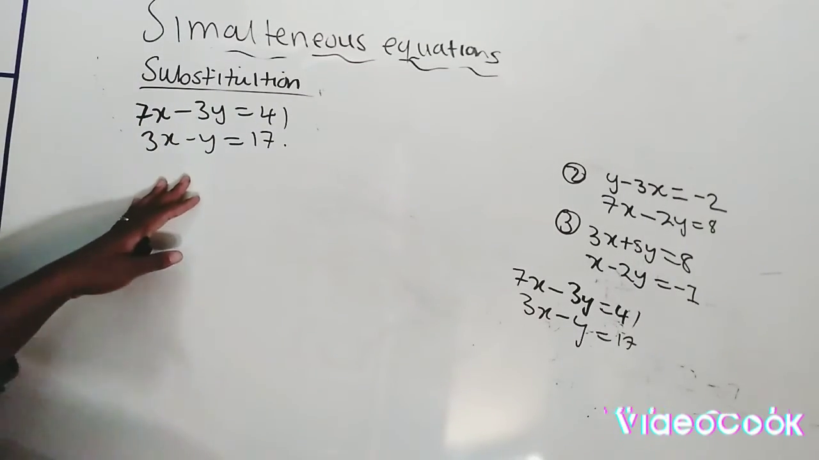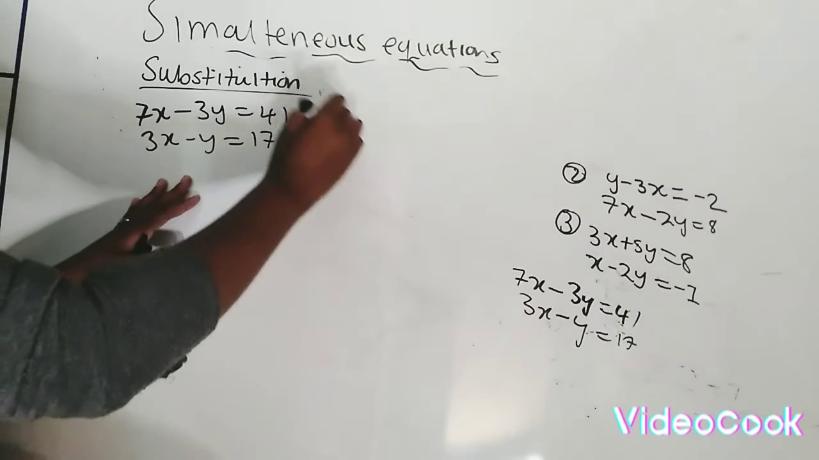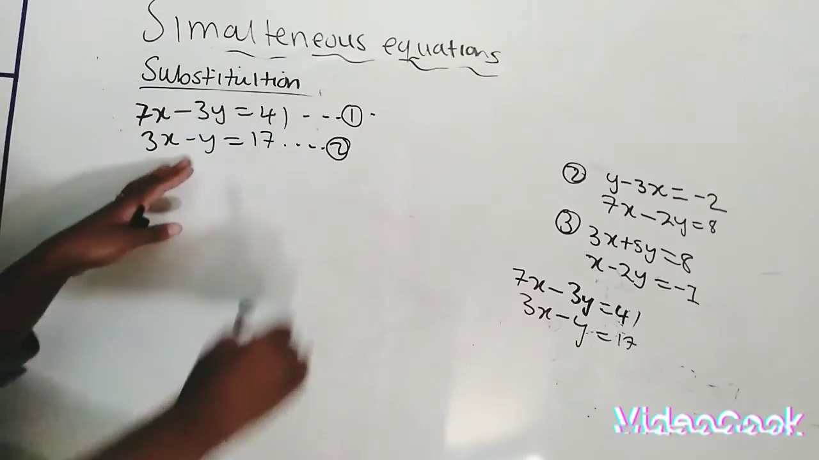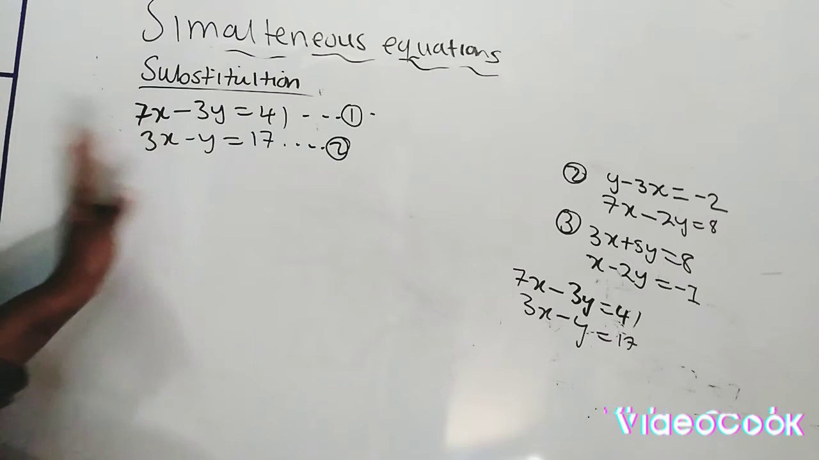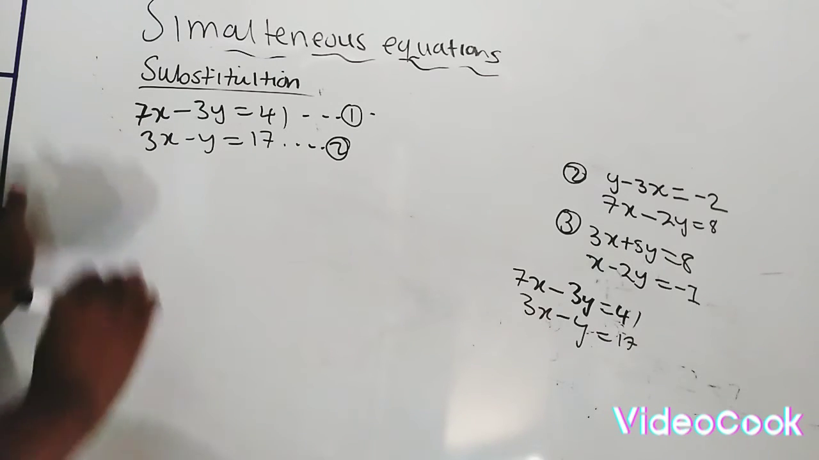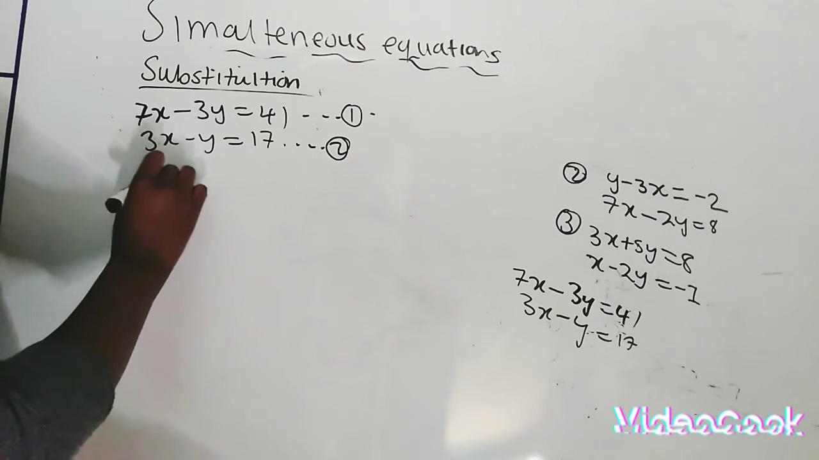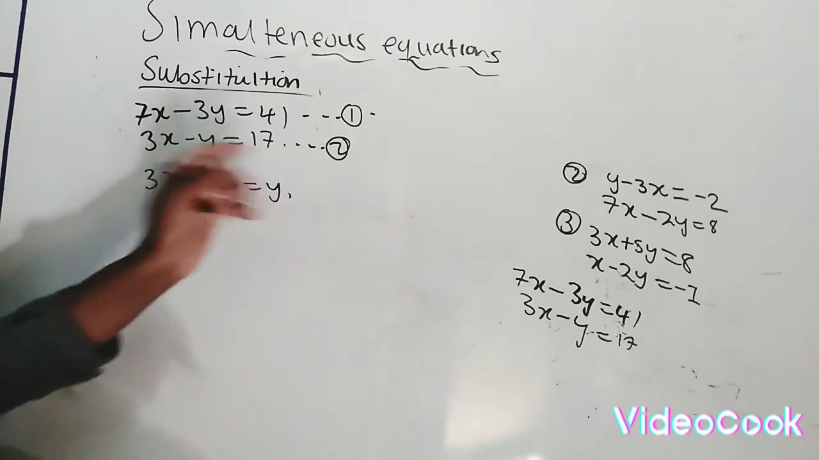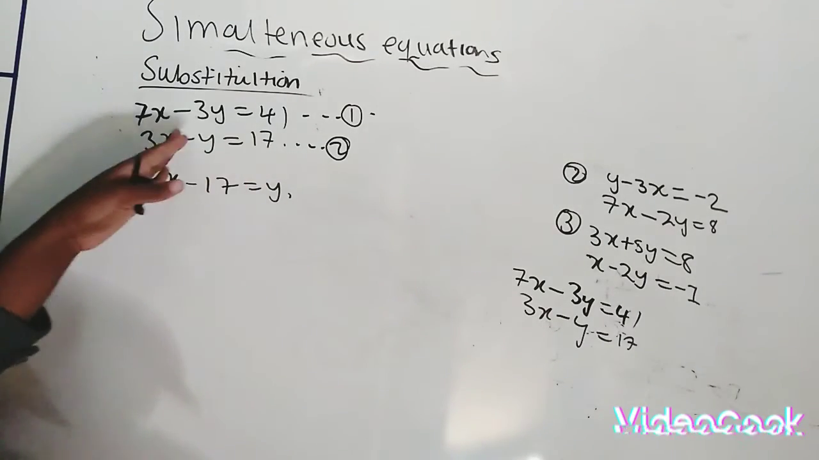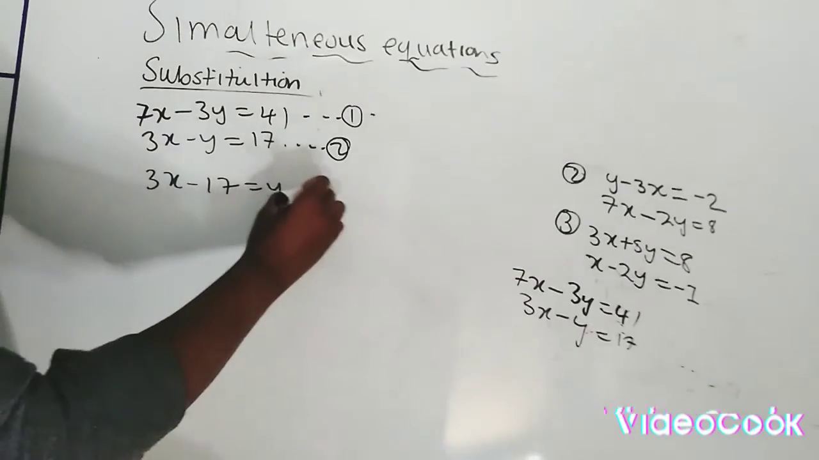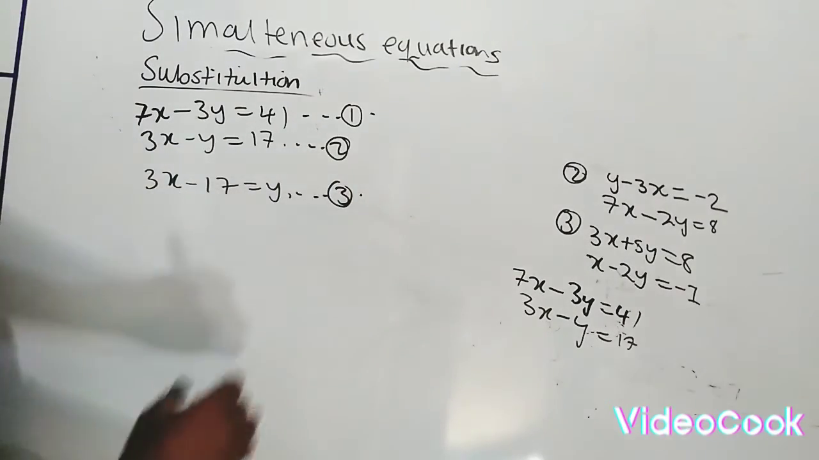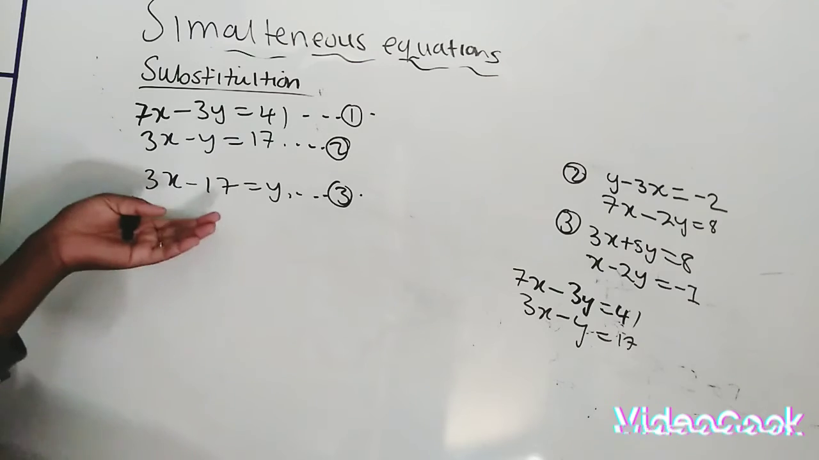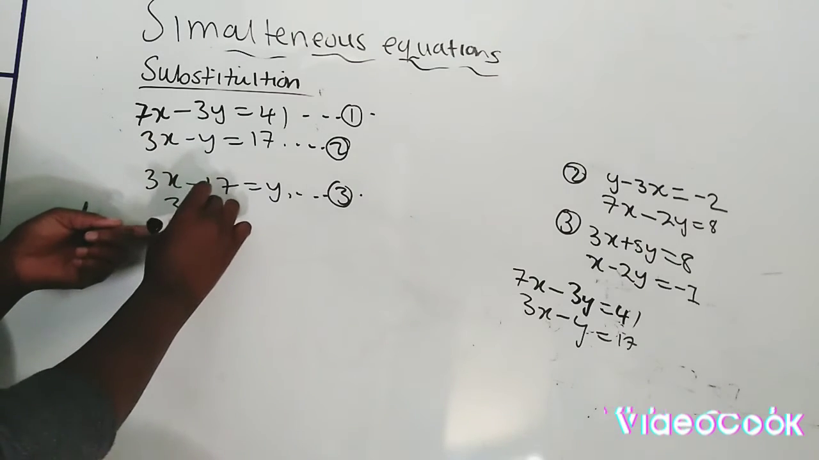I'm going to work with equation number 2, because it has a coefficient of y as a 1 there. That makes my life much easier. So I'll just say 3x minus 17 is equal to y. I took my y to the other side and it became positive. The 17 came here and became negative. That's my equation 3, right? So with that being said, let me inject 3 into 1.